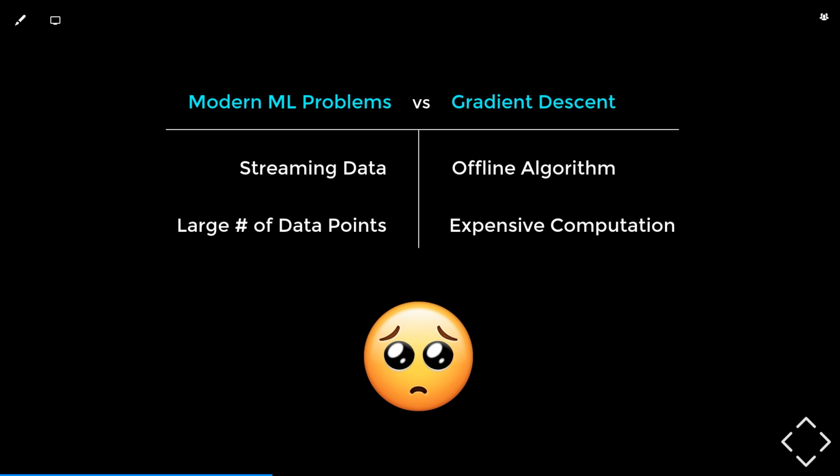The second is, modern machine learning problems have very large data sets, right? There are a lot of data points in them, which makes gradient descent a very computationally expensive algorithm to implement, because there's just so many points that you have to compute the gradients for, and it's just a pain. And many times the entire data set doesn't even fit in the memory of the machine that you're working on. So gradient descent is not the optimal answer.